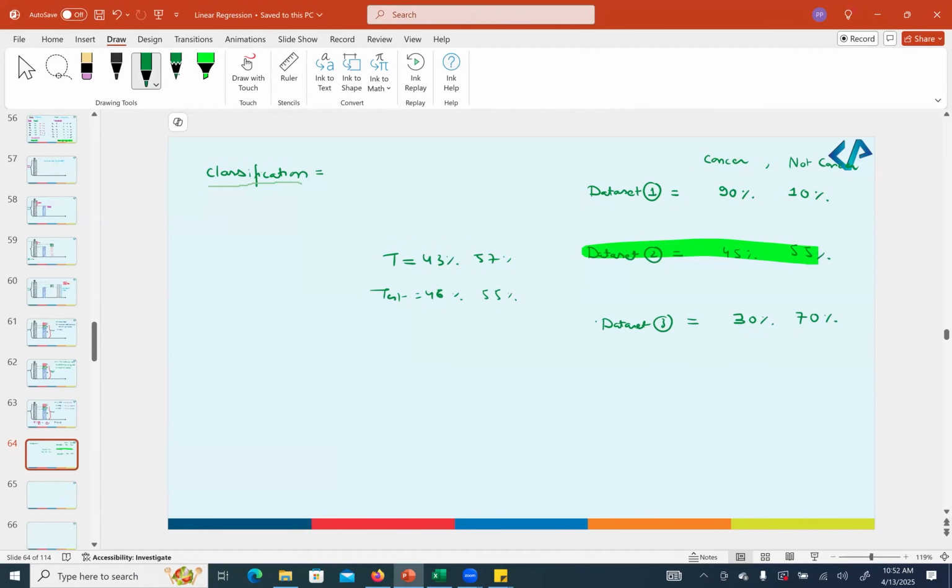But it will not be that in training I have, let's say, 43, 57, and in test it becomes 30, 70. Small variations can be there because it is a random split that we are doing, but huge variations cannot be there.